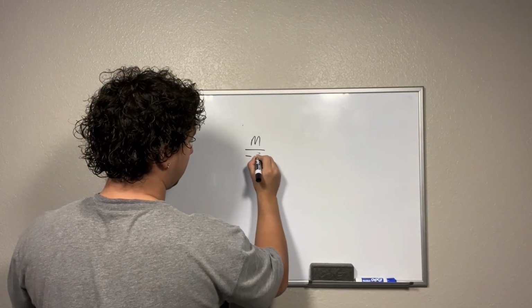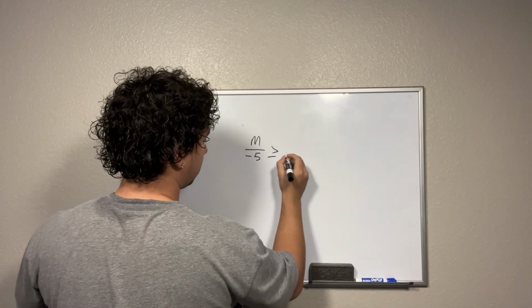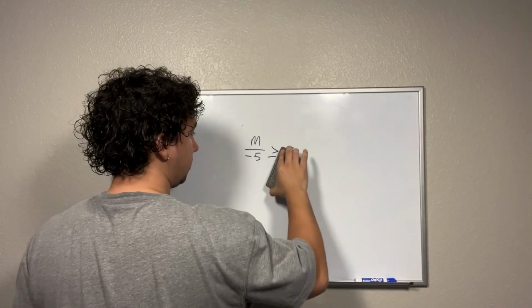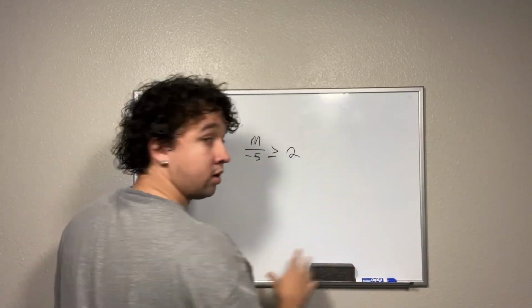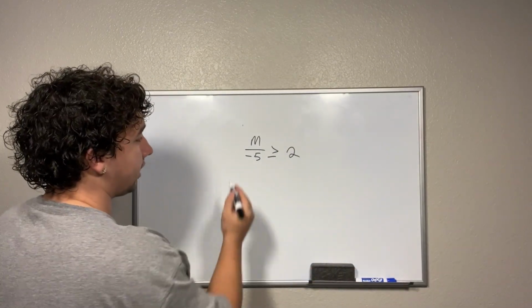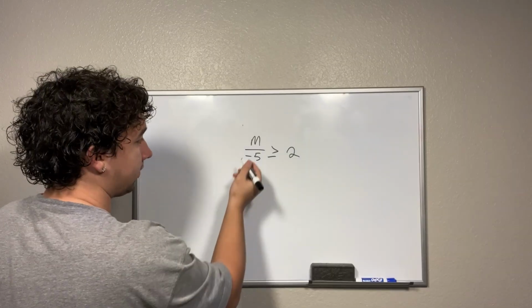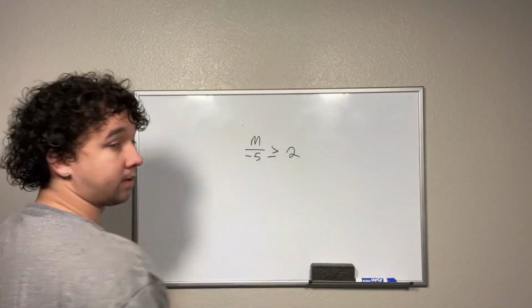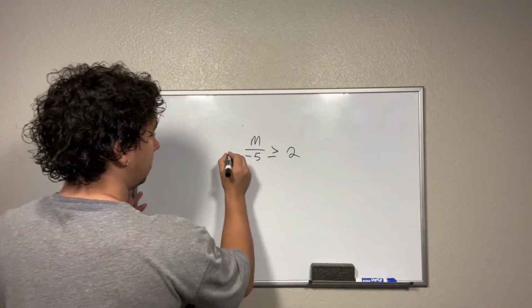Okay, m over -5 is greater than or equal to -2, I believe. Just kidding, it's 2. Okay, so now inverse operations again. M is dividing by -5, right? Or this is m divided by -5. What's the opposite? Multiplying.